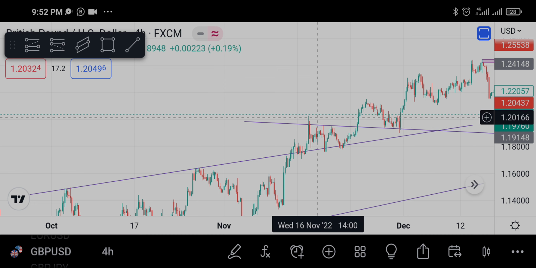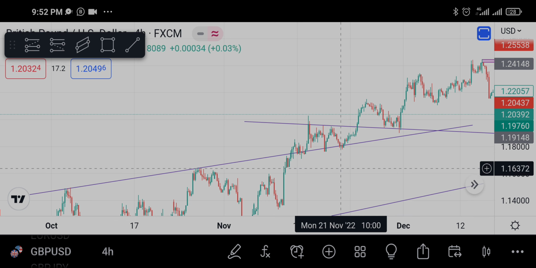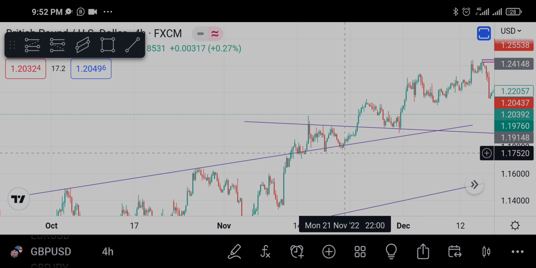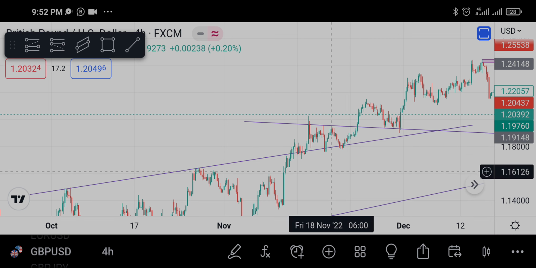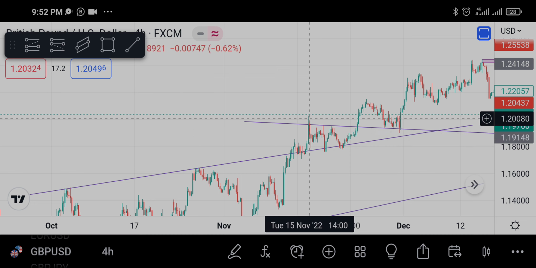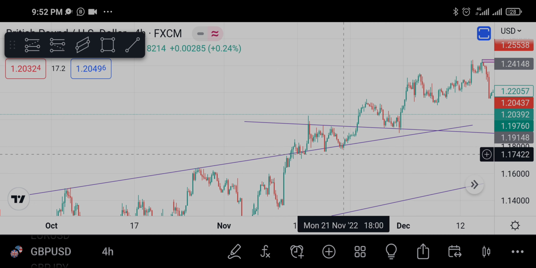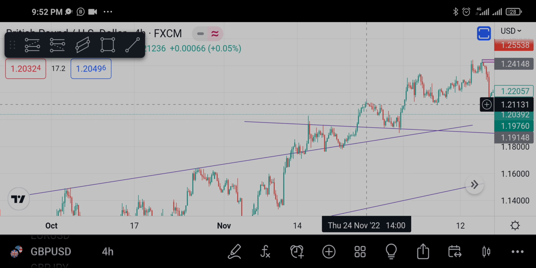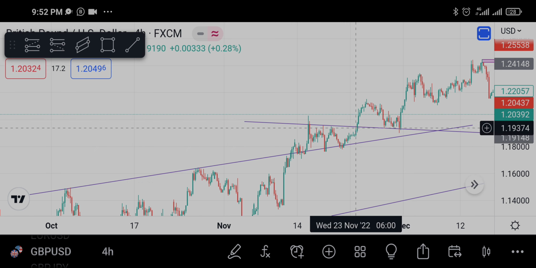It broke out here, retested a bit. So then, I told you, whenever you see a breakout, you wait for three things. Number one is the breakout. Number two is the retest, and then number three is the reversal pattern. A reversal pattern shows that there's a continuation.